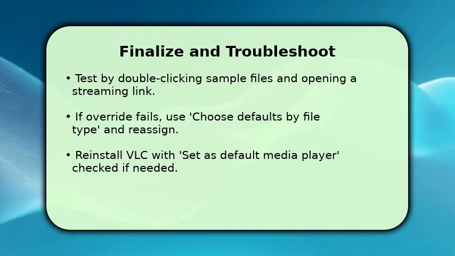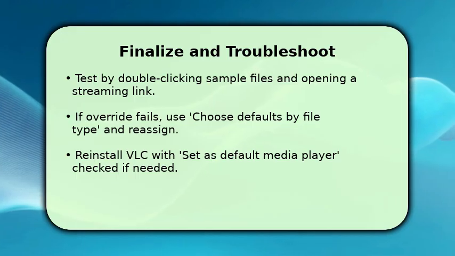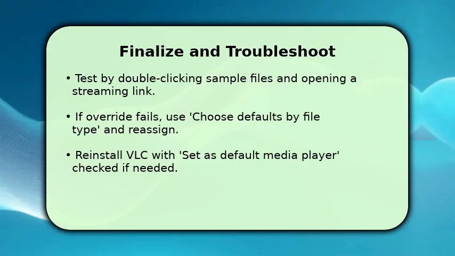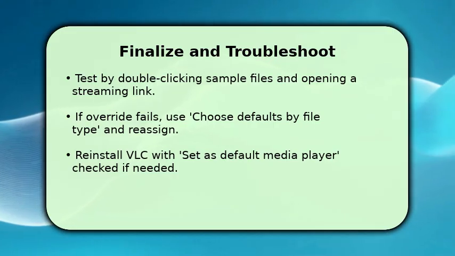Double-click several file types and open a streaming URL. If some files still open in the old app, go back to Settings, Default Apps, choose Defaults by file type, and reassign those specific extensions. Once done, restart Explorer or sign out to ensure shell integration updates.